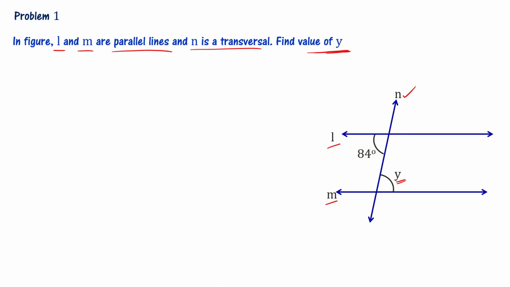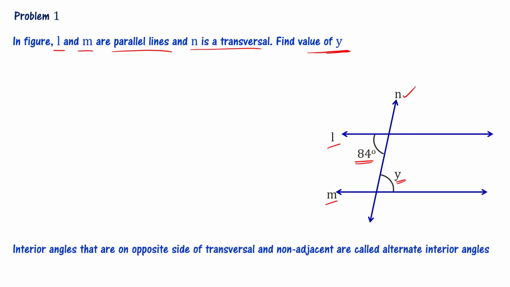We need to know this particular angle value. This angle is given as 84 degrees, right? Looking at these angles, do you understand that those are alternate interior angles? What are alternate interior angles? These are the angles on the opposite side of the transversal. They should be interior angles, on the opposite side of the transversal, and non-adjacent, right? So angle 84 and angle Y, these two are alternate interior angles, right?